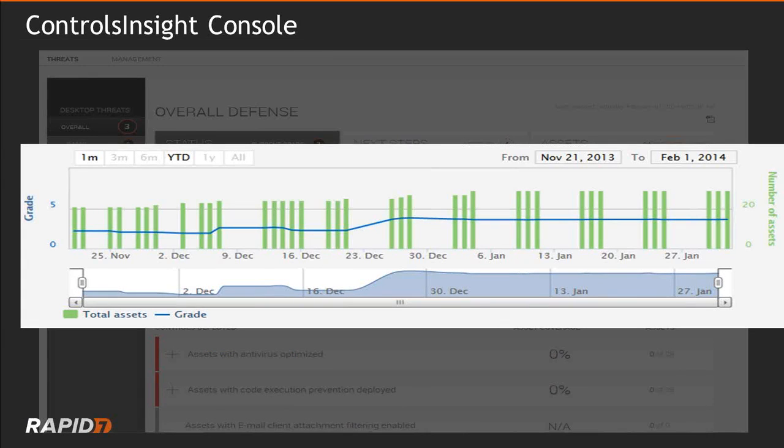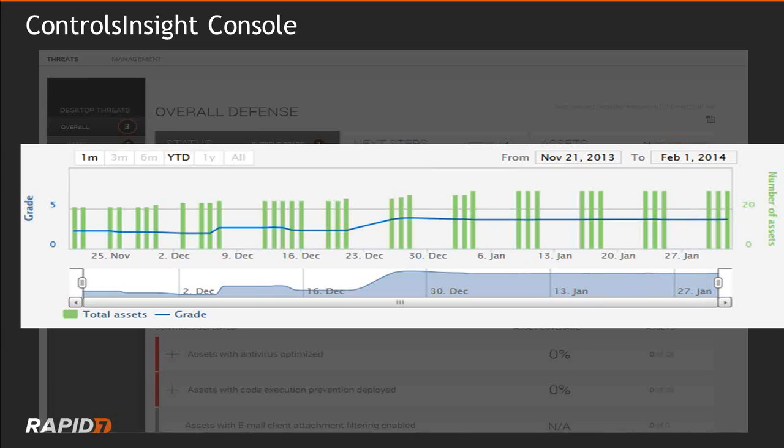Next, we have a trend line that shows where your organization has been over the last time period here. In this instance, I have a 1 month, so a year-to-date view of our security controls of our test organization, going back to around Thanksgiving time. The blue line represents the grade of the organization across those controls. As you can see, we've had some bumps here. We've increased our security in early December, and then something changed in mid-December. It dropped down a little bit.